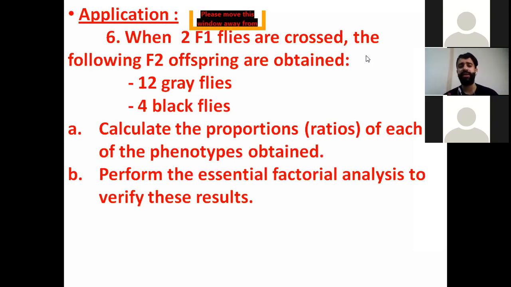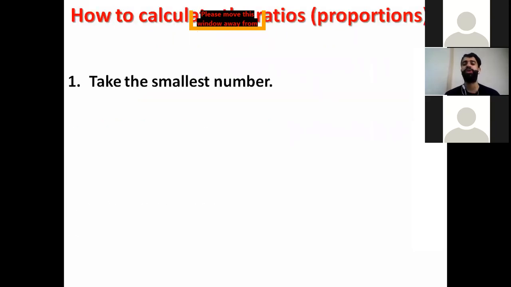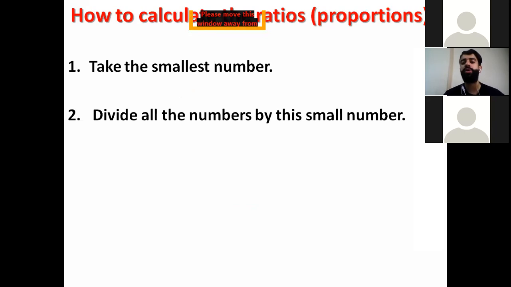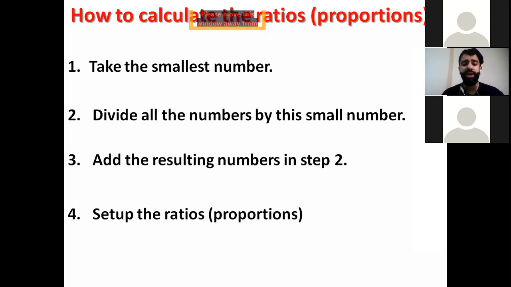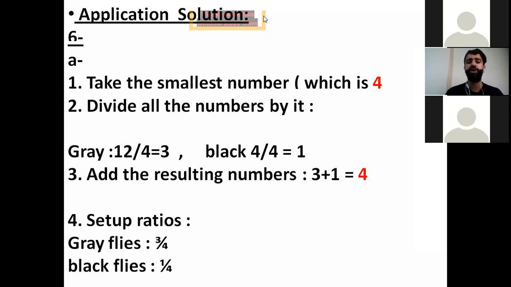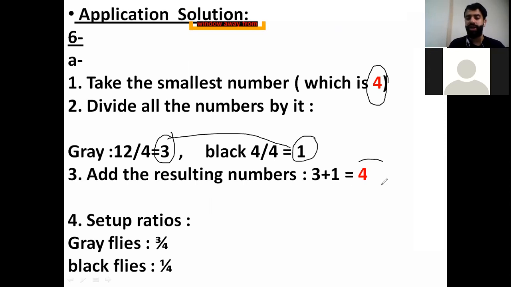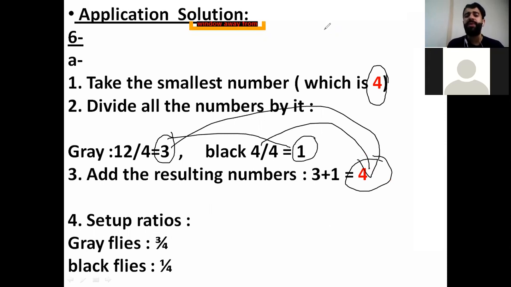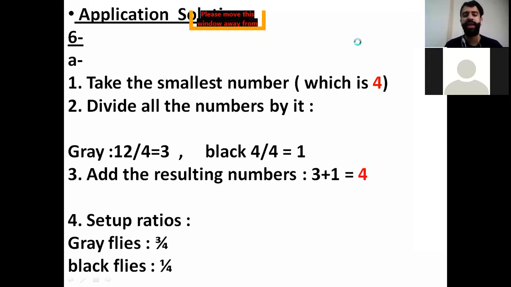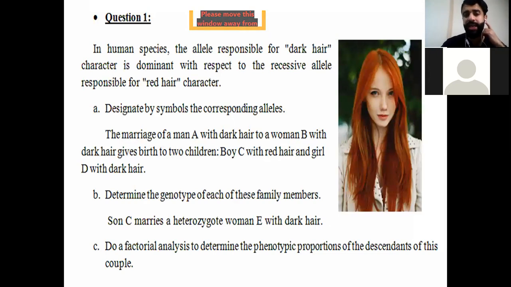And part 6, sorry, 2 flies are also crossed. But here, I want you in proportion. So what do we do in the proportion? We take the smallest number, then divide all the numbers by the smallest number, add the numbers, and set up the ratio. Example, we have 4 and we have 12. What is the smallest number? It is 4. Divide by it. So for the gray, 12 divided by 4, we got 3. 4 divided by 4, it's 1. So we add 3 plus 1, it's 4. So for the gray, it's 3 over 4. For the black, it's 1 over 4. The same way we had to solve it, but here, the analysis should be in proportion and not in percentage.